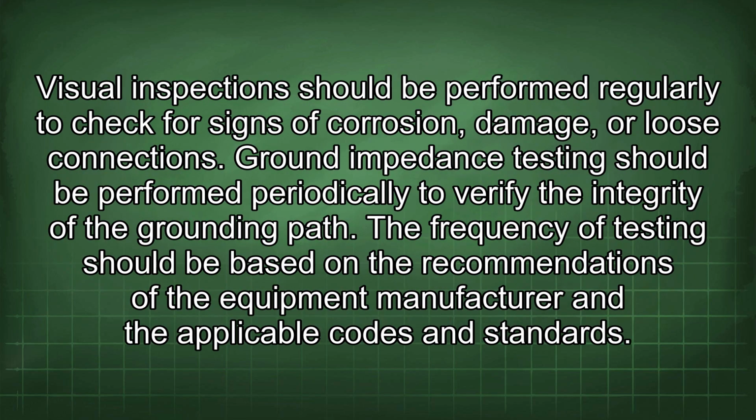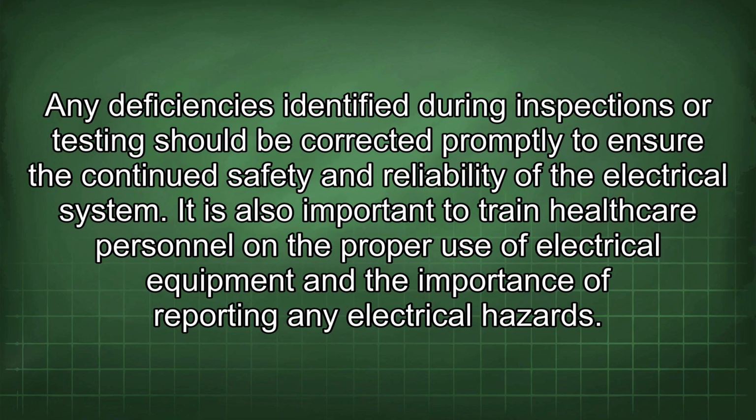Visual inspections should be performed regularly to check for signs of corrosion, damage, or loose connections. Ground impedance testing should be performed periodically to verify the integrity of the grounding path. The frequency of testing should be based on the recommendations of the equipment manufacturer and the applicable codes and standards. Any deficiencies identified during inspections or testing should be corrected promptly to ensure the continued safety and reliability of the electrical system.